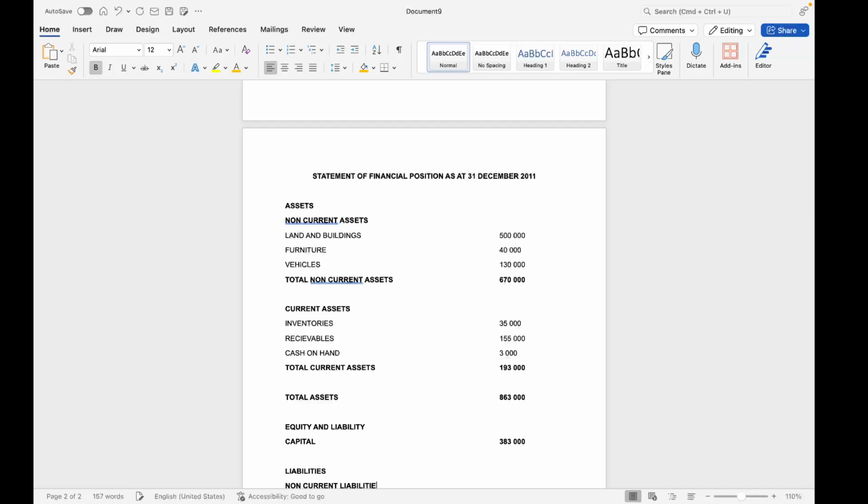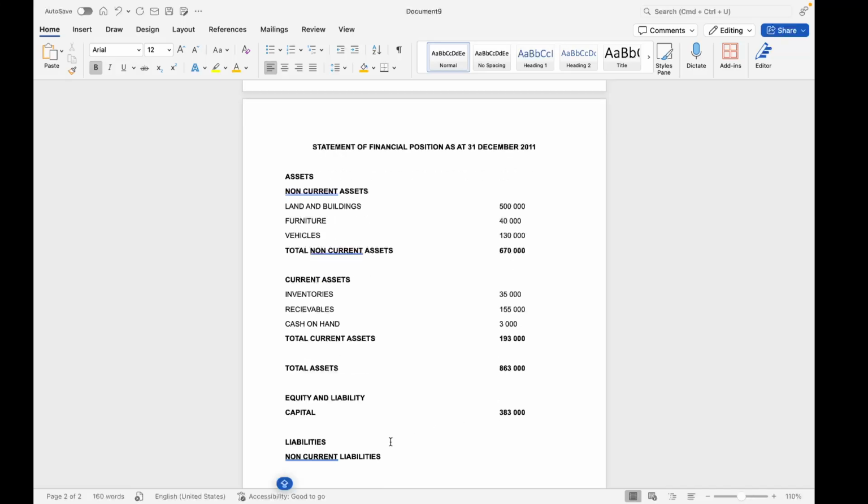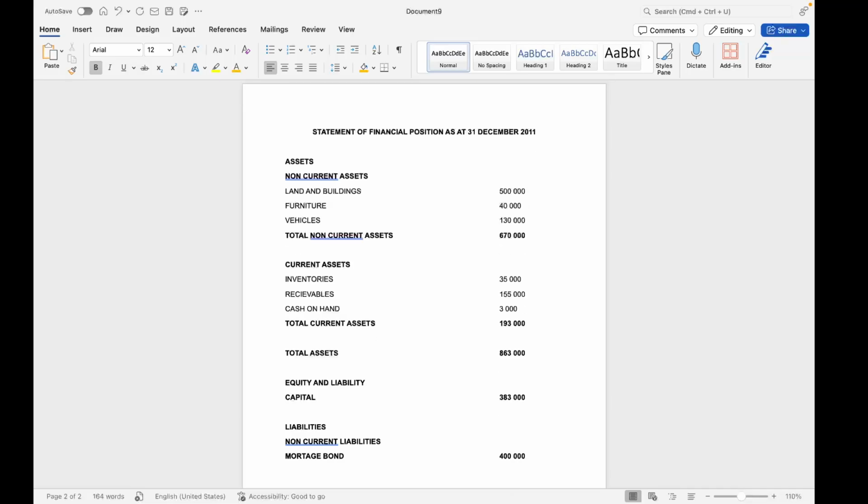So these liabilities are liabilities that need to be paid for more than 12 months. And in this context, we have a mortgage bond. And the mortgage bond is how much? The mortgage bond is 400,000, right? Because when you pay a mortgage bond, it's going to take you more than 12 months to pay it. Hence why it's a non-current liability.